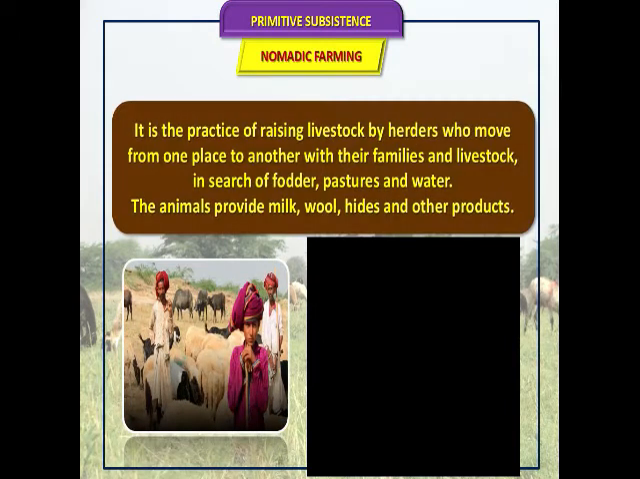What is nomadic farming? It is a practice of raising livestock by herders who move from one place to another with their families and the livestock in search of fodder, pastures, and water. So the animals provide milk, wool, hides, and other products. And let's watch a small video about nomadic farming, right?